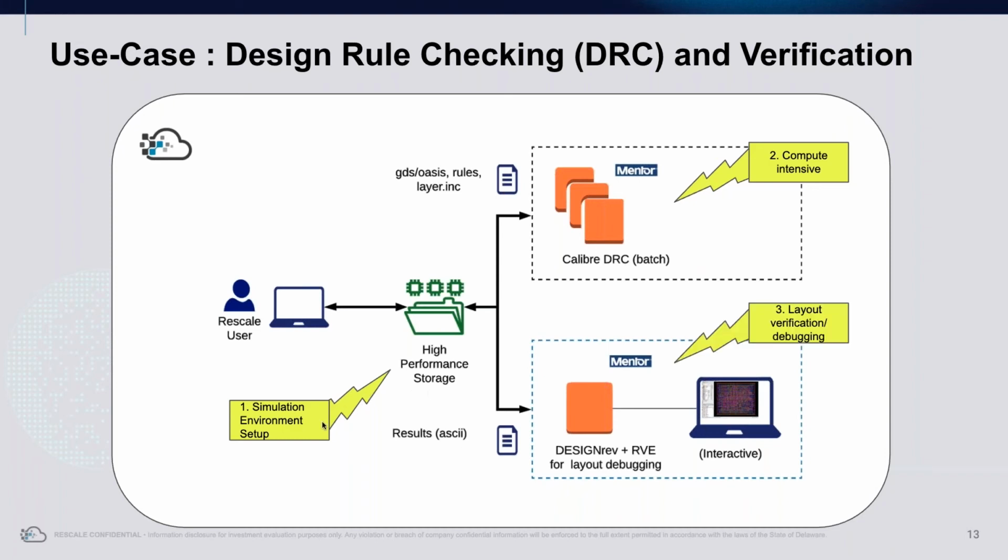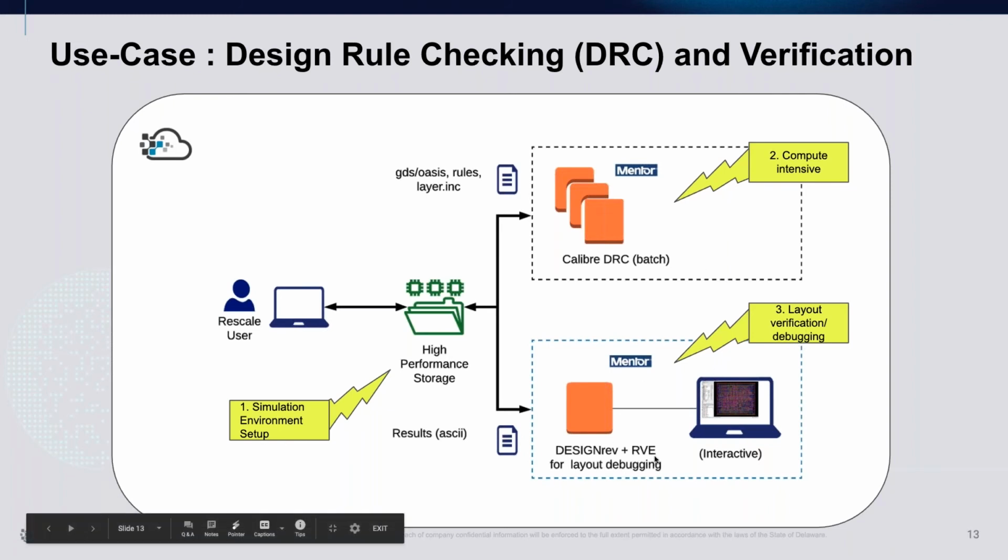So just to recap, right? We have three steps here. The first is we set up a high performance storage. The second step is we run Calibre DRC in batch. And the third step is layout verification or debugging using Mentor RVE.